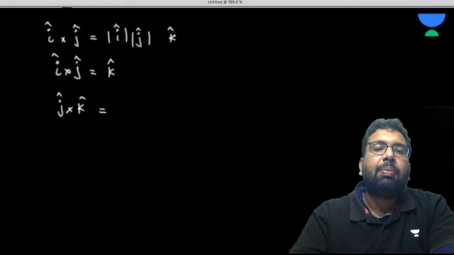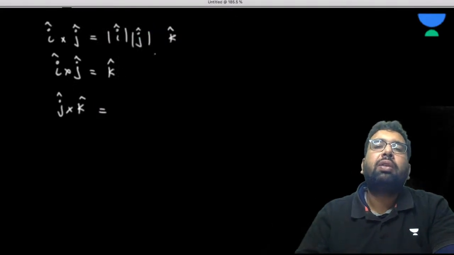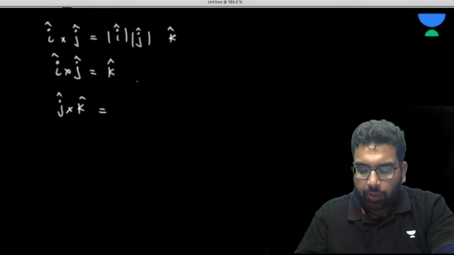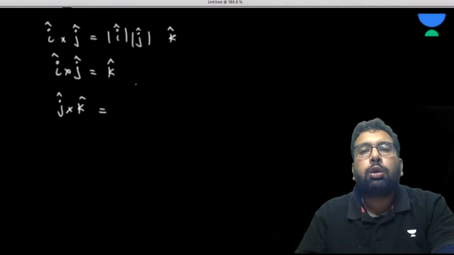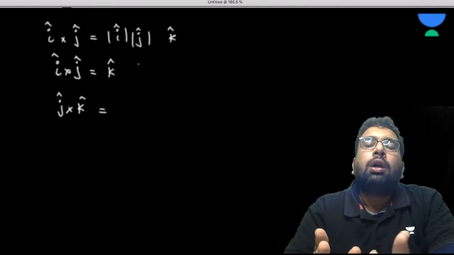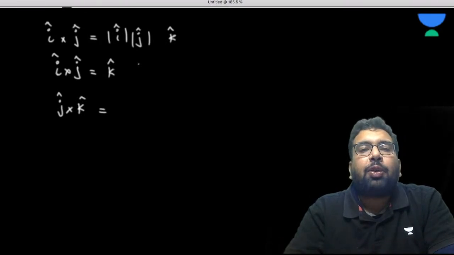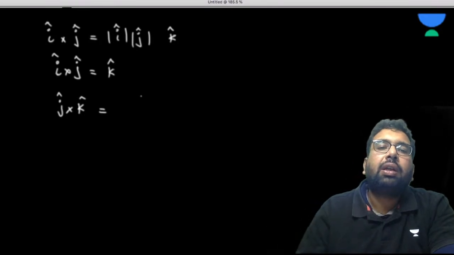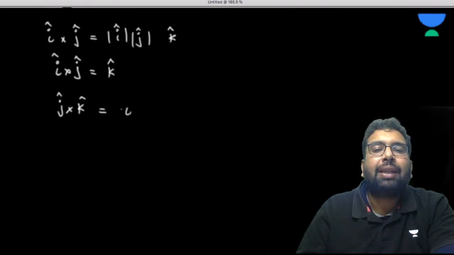So basically the magnitude of a unit vector is 1. What is the magnitude of I cap? It is 1. What is the magnitude of J cap? It is 1. So that is going to be 1. Okay, but what is the direction? So it will be plus I cap.